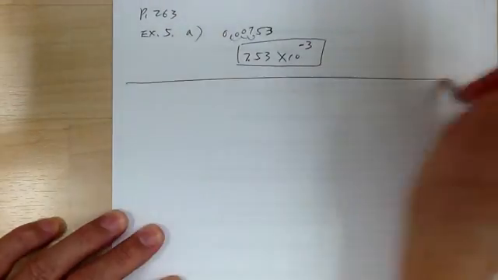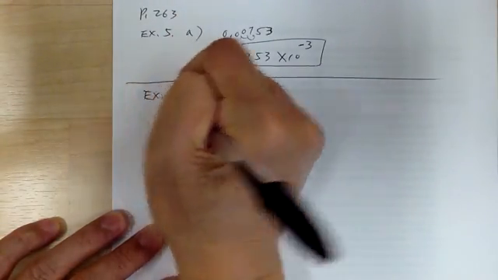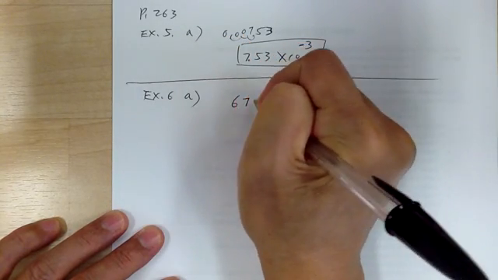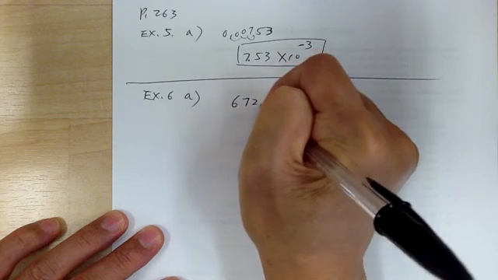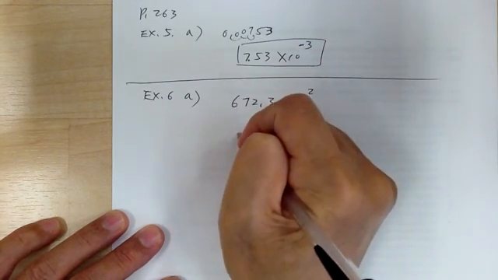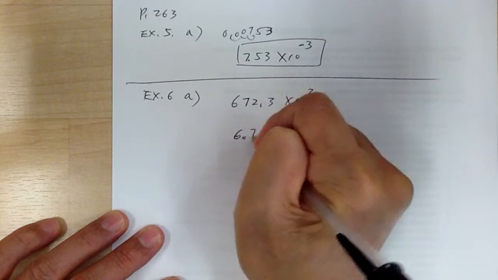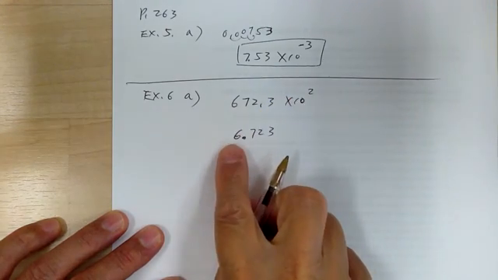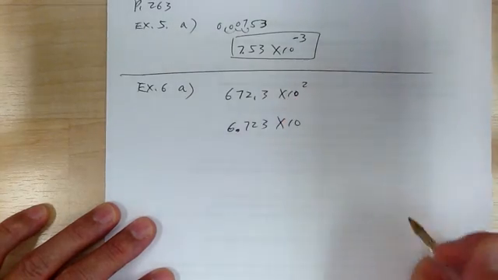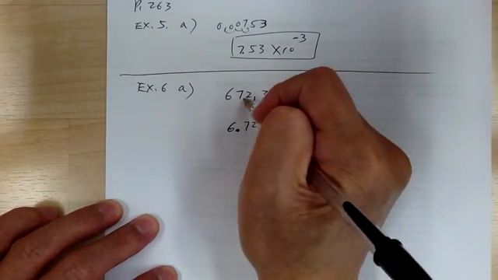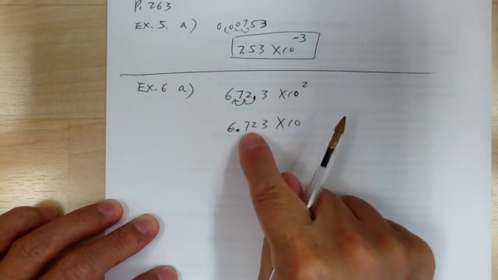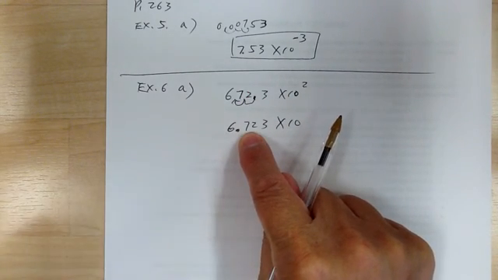Let's go to example 6. A, you have 672.3 times 10 to the 2. So again, right away, write down 6.723. Remember, always one digit before the decimal times 10 to the something, right? So you can notice over here, you go 1, 2, right? So right now, the number becomes smaller by 2 magnitudes.